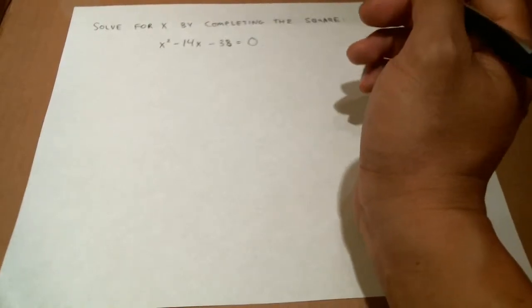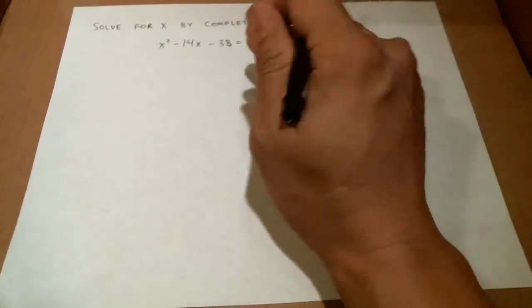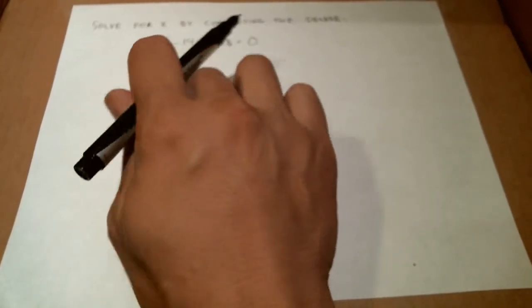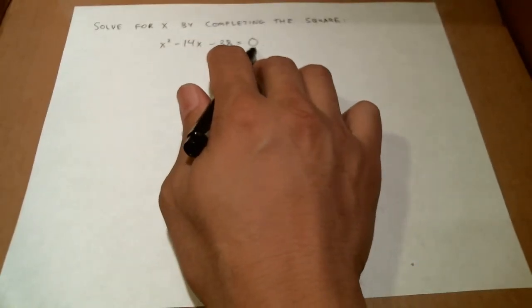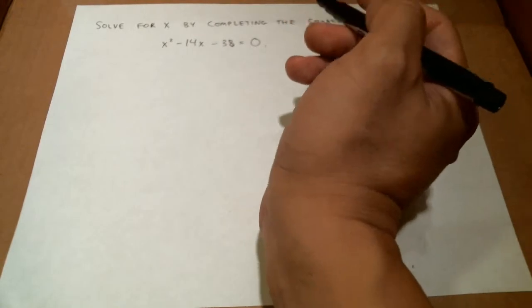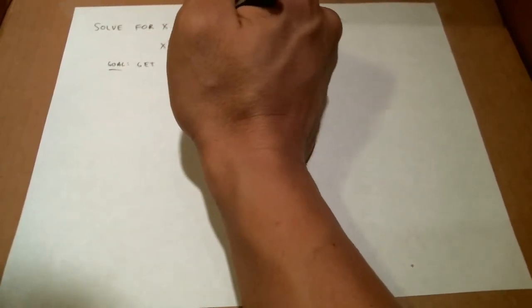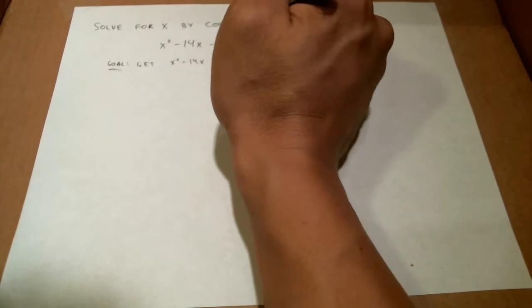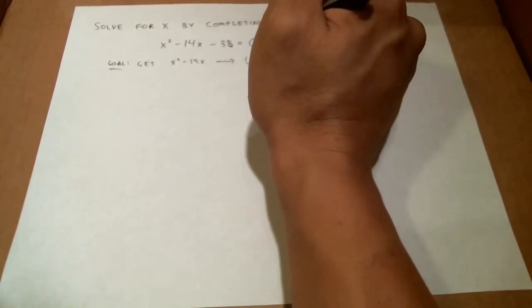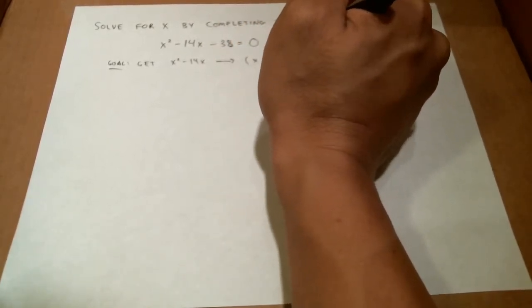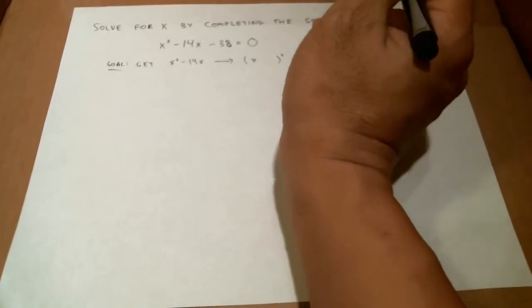Okay, so the problem we have in front of us says solve for x by completing the square, and the equation is x squared minus 14x minus 38 equals 0. For completing the square, our original goal is we want to get x squared minus 14x into something that can be written as x plus or minus something squared, right?